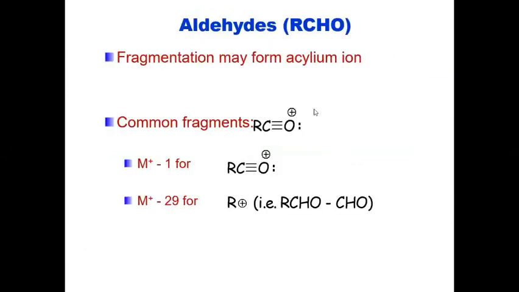Then aldehyde. Similarly, the presence of an aldehyde in any compound can be identified by the removal of the aldehyde group from the molecular ion peak, or a loss of 29 from the molecular ion peak of the compound, which will tell us about the presence of an aldehyde.